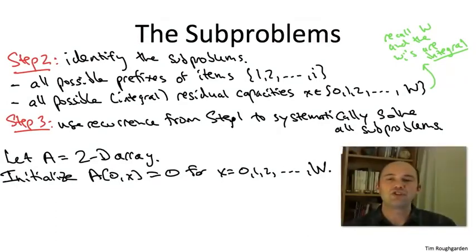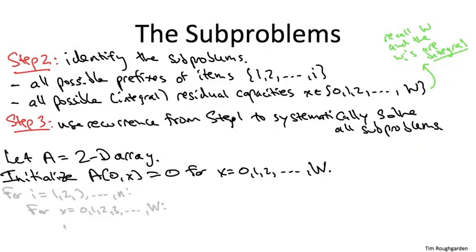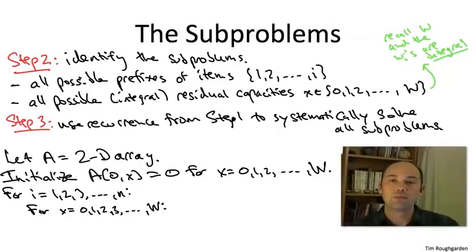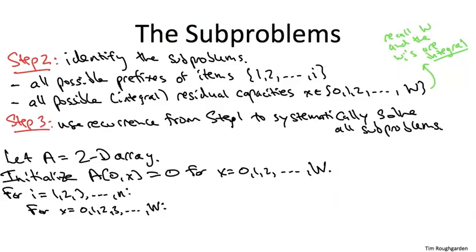So in the initialization step, we fill in all the entries where i equals 0, where there's no items. There, of course, the optimal solution value is 0. And then we just go through the subproblems systematically. When we get to a subproblem, we use the recurrence that we developed to compute the entry in that table using, of course, the entries that we've previously computed in earlier iterations.